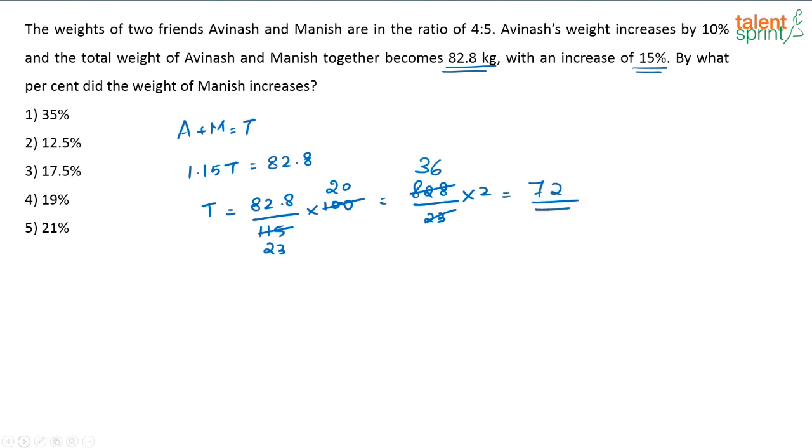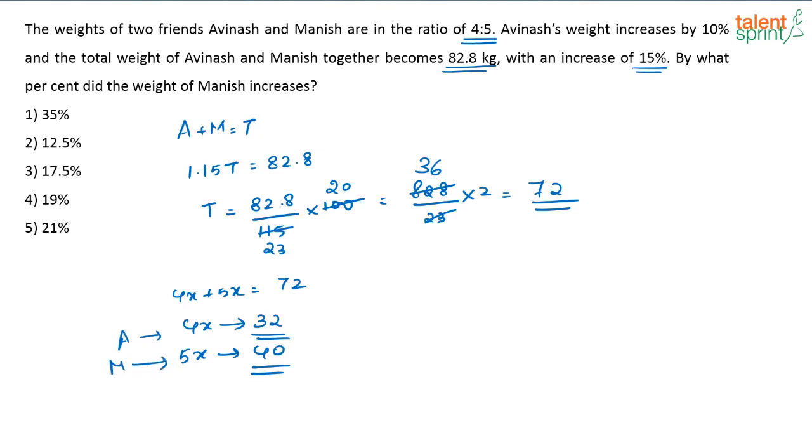So what is the total weight of Avinash and Manish put together? It is 72. So earlier it was 72, now it has become 82.8. So here we also know that the weights of Avinash and Manish were in the ratio 4:5. So I can say Avinash's weight was 4x and Manish's weight was 5x, and put together their weight is 72, or I can say 9x is 72, or what is the value of x? x is nothing but 8, right? So what is 4x? 4x is 32, and what is 5x? 5x is 40. So these were their respective weights earlier, right? A was 32 and M was 40.